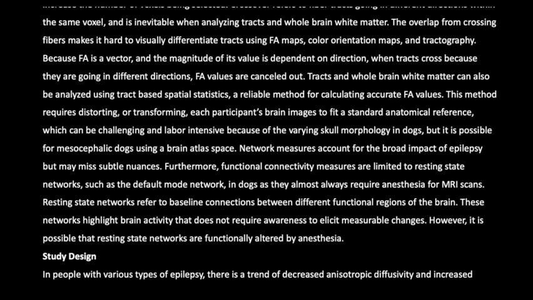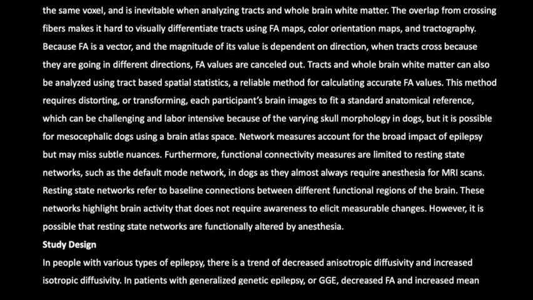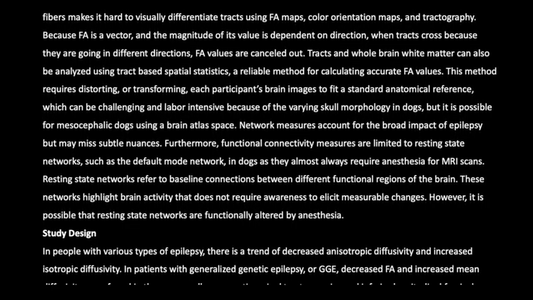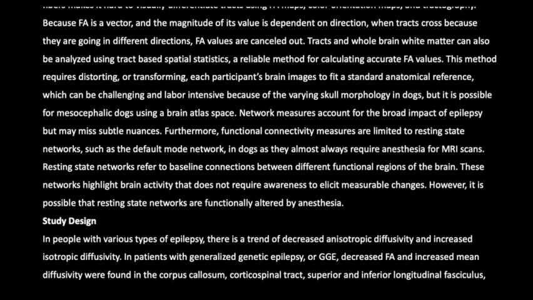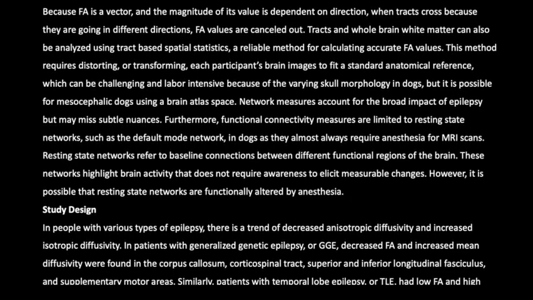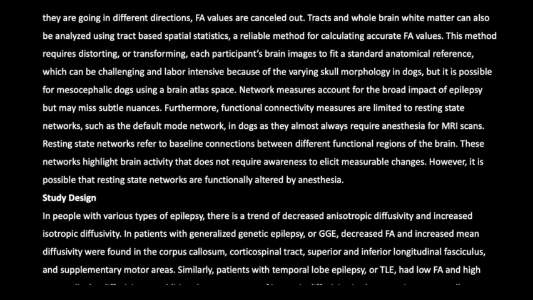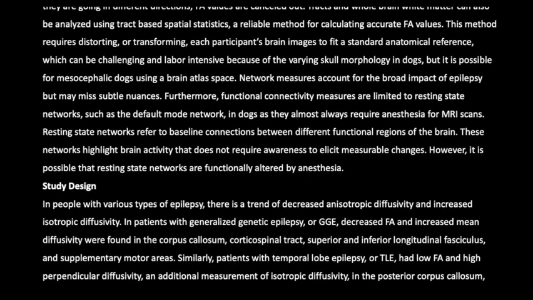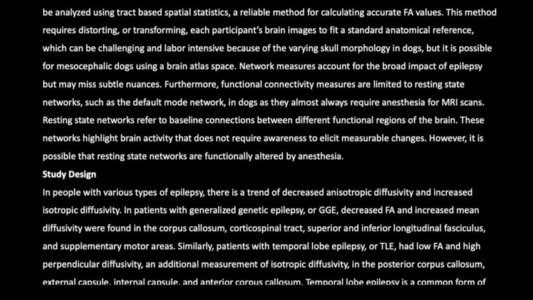Tracts and whole brain white matter can also be analyzed using tract-based spatial statistics, a reliable method for calculating accurate FA values. This method requires distorting, or transforming, each participant's brain images to fit a standard anatomical reference, which can be challenging and labor-intensive because of the varying skull morphology in dogs, but it is possible for mesocephalic dogs using a brain atlas space. Network measures account for the broad impact of epilepsy but may miss subtle nuances.